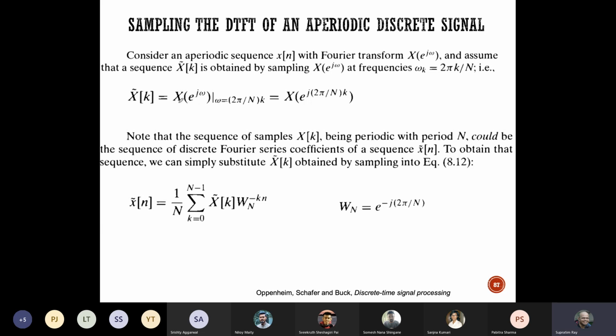Okay, so this X(e to the power j omega) is a function which is periodic with a period of 2 pi, as is every DTFT. I'm just taking N equal samples between 0 and 2 pi. That's what this is. The kth sample is just omega at 2 pi. I have divided in segments, right? So I have divided the segment is just 2 pi multiplied by k. Is this fine? Yes.